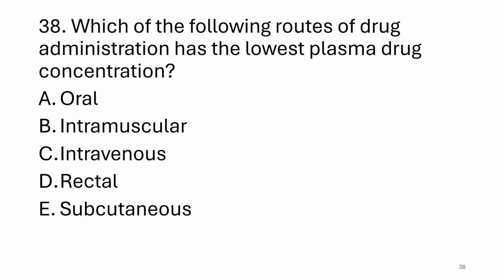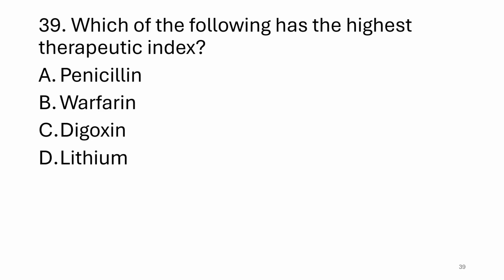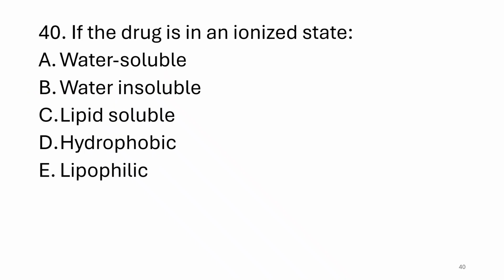Question number 38. Which of the following routes of drug administration has the lowest plasma drug concentration? The correct answer is the oral route because of high first pass metabolism. Question number 39. Which of the following has the highest therapeutic index? The correct answer is penicillin, whereas warfarin, digoxin and lithium have a narrow therapeutic index, where even a slight rise in plasma concentration causes severe adverse reactions.